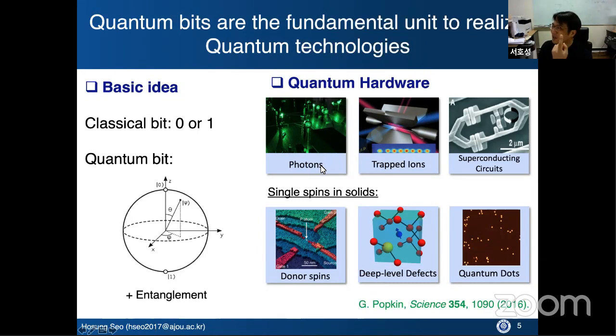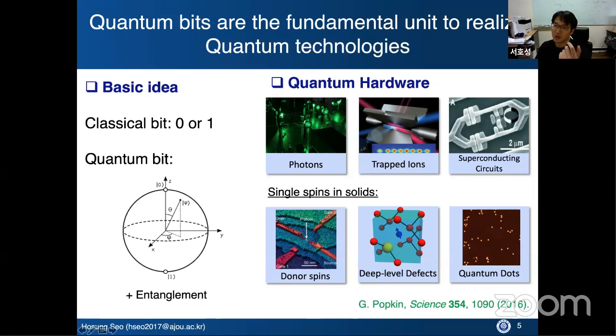So traditionally, people have developed these coherent quantum systems using single photons, basically, or trapped ions, which are ions trapped in the vacuum using electromagnetic waves, or superconducting circuits, Josephson junctions. These are well-developed technologies available these days. But very recently, due to the development of semiconductor technologies, people can realize these coherent single quantum systems in the solid state environment, which is amazing.